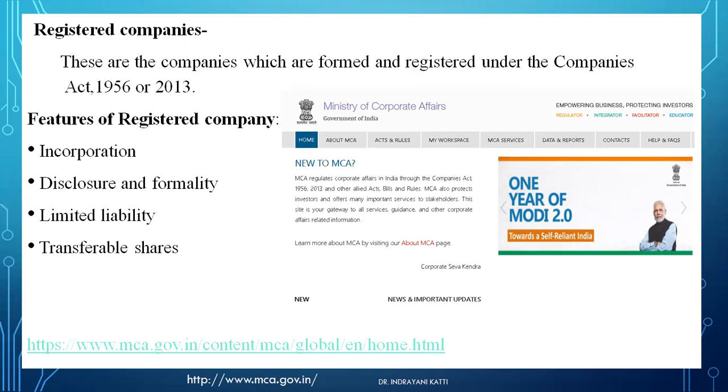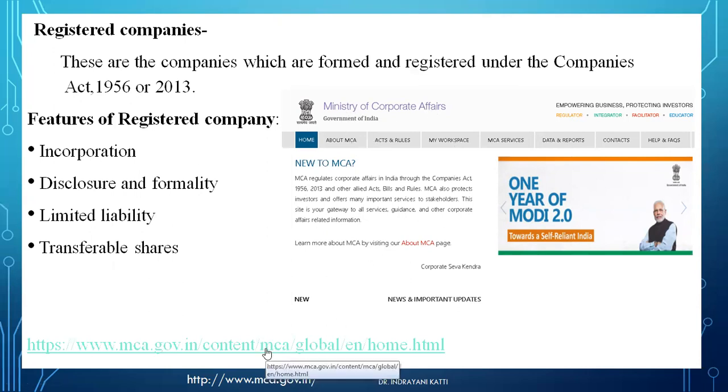For the loss of the organization, no owner is held responsible. That's why we call it limited liability. And easy transferability of shares will be there. If it is a public company limited, then the shares are easily transferred. Okay. See, this image is of the Ministry of Corporate Affairs.